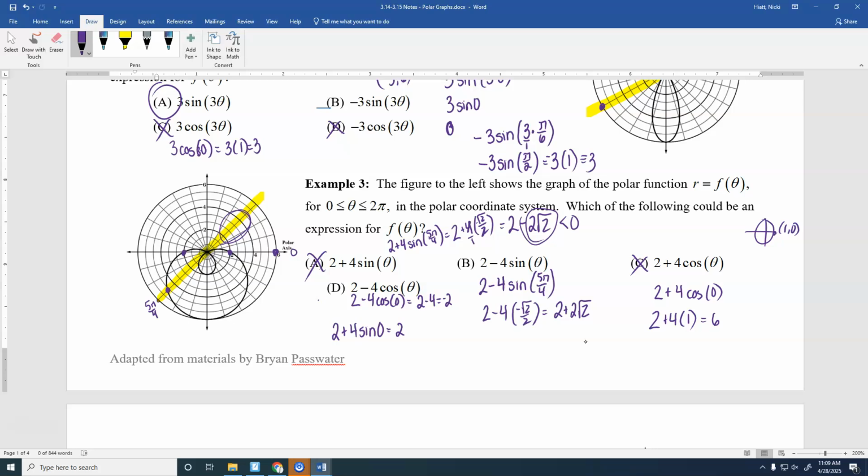I probably better check D right here to make sure that it's not also reasonable for that. So if I do 2 minus 4 cosine of 5 pi over 4, well, do I really need to check this? Because this is going to be negative root 2 over 2, and you're going to get the same thing, 2 plus 2 root 2. So I feel confident that's the right point right there, but B and D still both work for that. So you can pick another one.